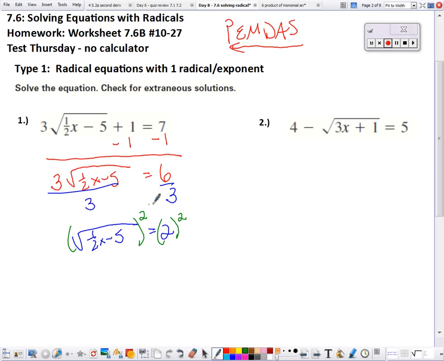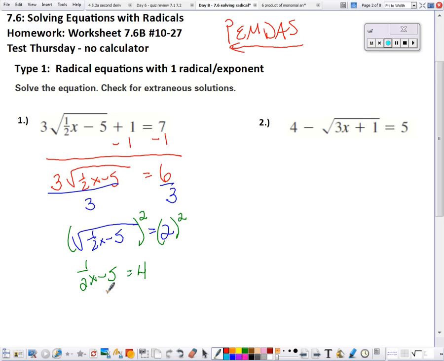Anytime we do that, we are going to possibly get an extraneous solution, meaning a solution that's extra and does not make the equation true. So we have to check every time to make sure the x values that we get are actual answers. So here we're going to square both sides.